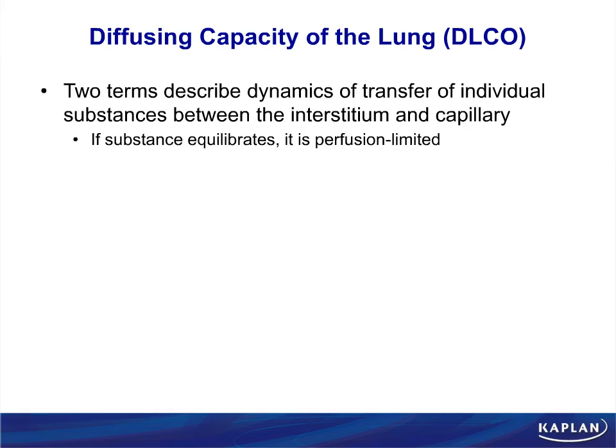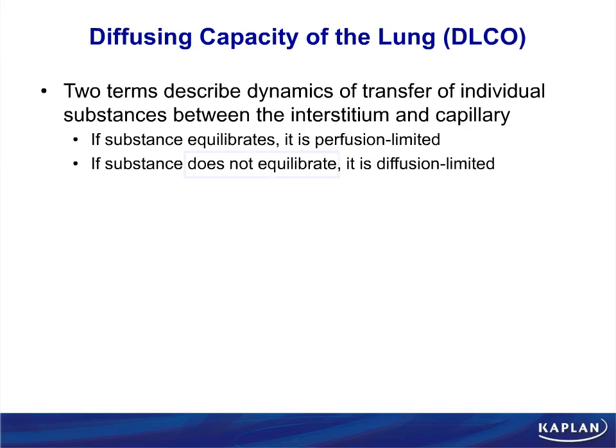And what this term means is it takes into account Fick, but it also takes into account time available. All right, Fick defines the basic factors that influence diffusion. But we have to remember the blood is always moving through the alveolar capillary. So there's only a certain amount of time available for that diffusion. So if it equilibrates, then it is perfusion limited. If it does not equilibrate in that time frame, it is diffusion limited.